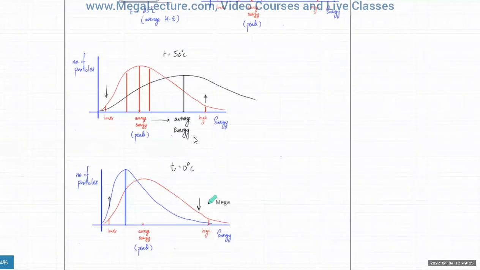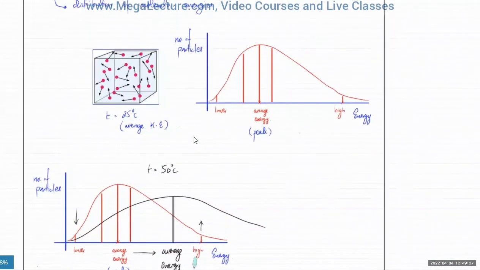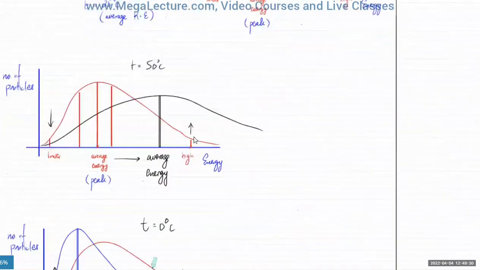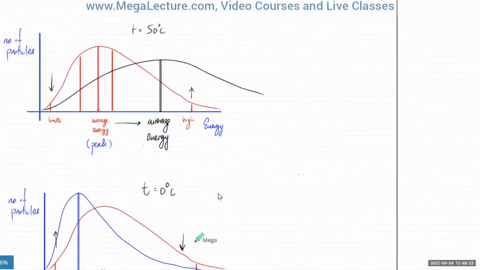And you get a lot of questions like this, where they give you a Boltzmann distribution, and then they ask you what will happen to the shape of the graph. So at a higher temperature, it flattens out a bit because the particles are now distributed over a much wider range of energy values.